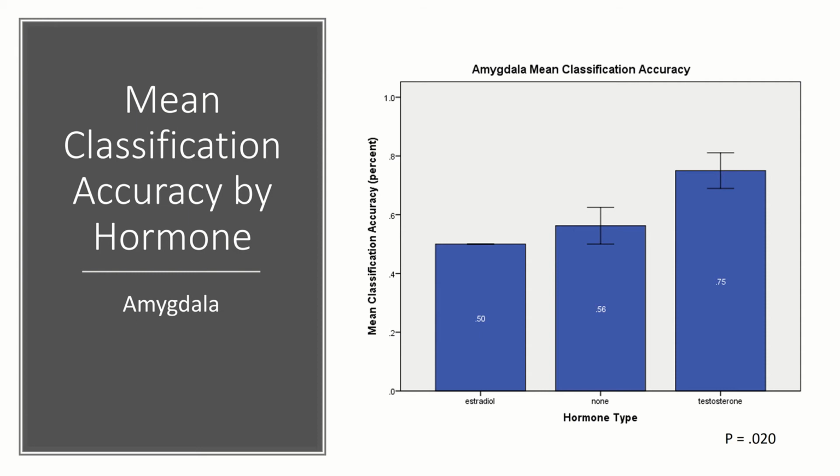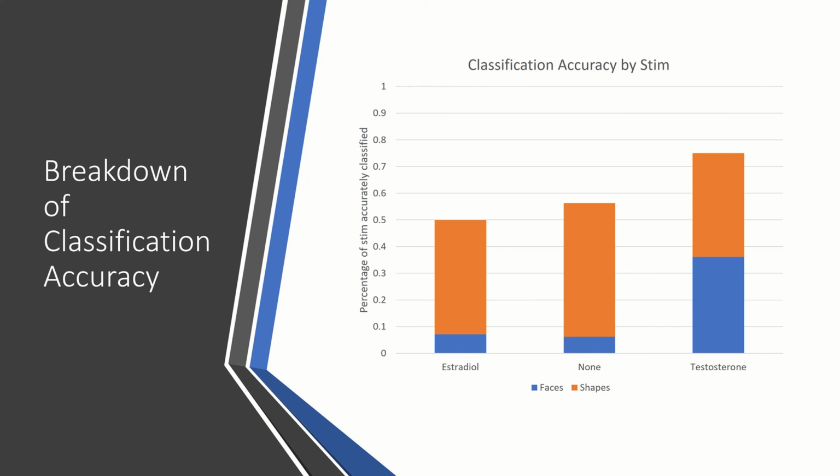This is just the visual representation of the group means. On the Y axis is the accuracy percentage in the different hormone groups. Just with the ANOVA, we can see that the testosterone group is significantly more accurate than the other two groups. But what does this mean? Is 50%, did it get all the faces right and none of the shapes? Is it a mix between the two? Just based on the means, we can't look at that, but that's why we enabled those conditional attributes, so we can see the breakdown.